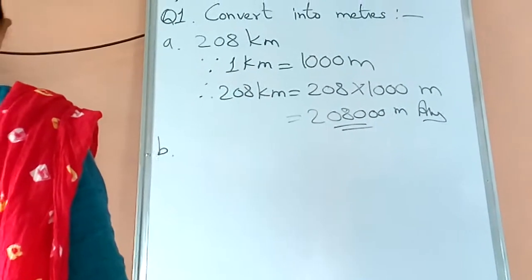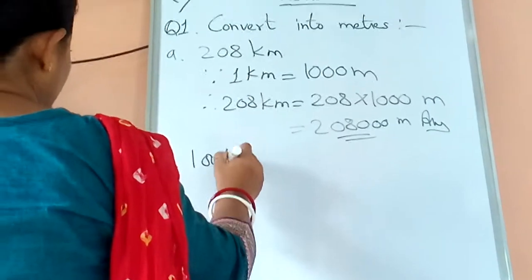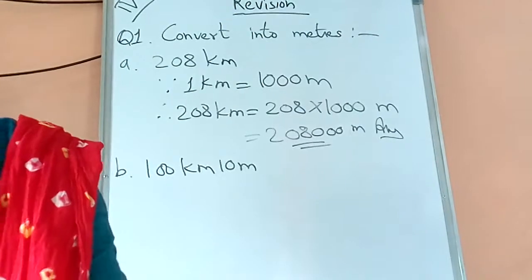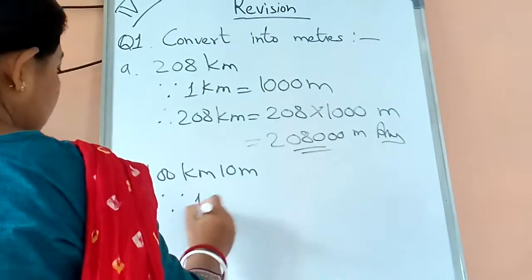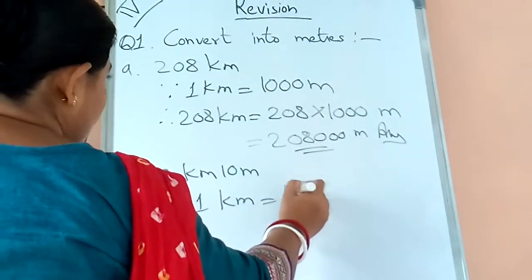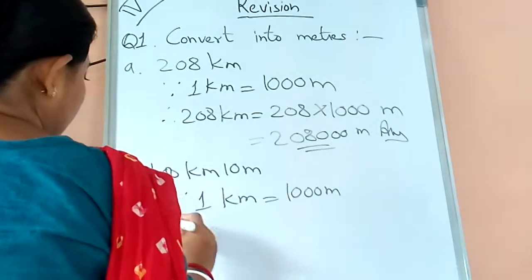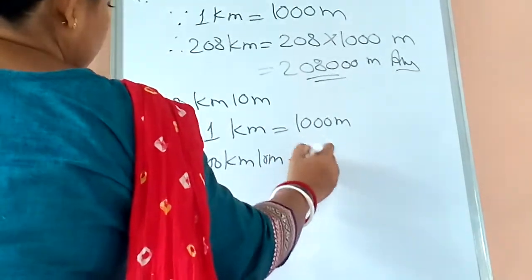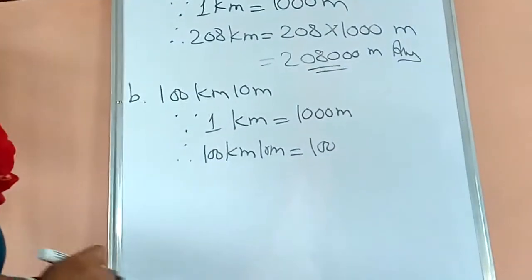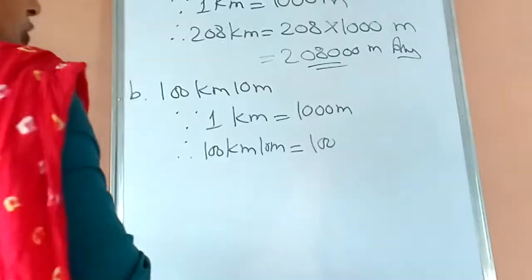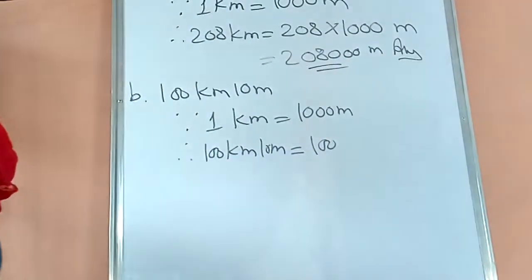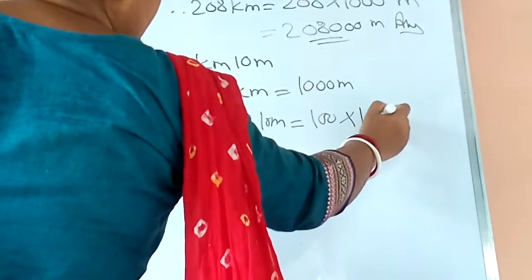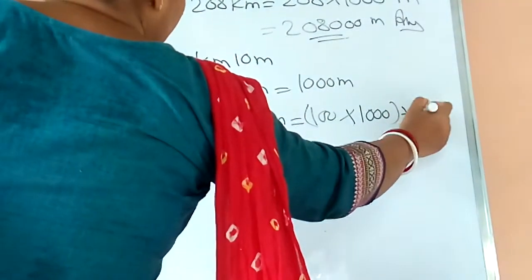Part B. It is given 100 kilometer and 10 meter. The same statement: since 1 kilometer is equal to 1000 meter, therefore 100 kilometer 10 meter is equal to, here two units are given, one is kilometer, one is meter. So you will change only the kilometer part and the meter part will remain the same. So 100 into 1000 plus 10 meter.